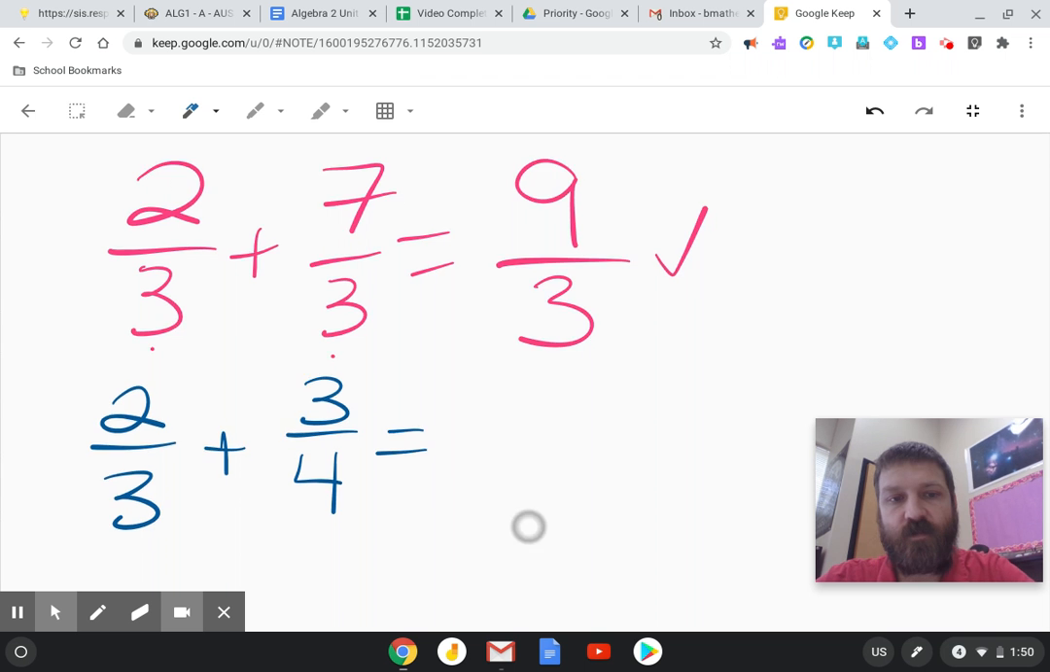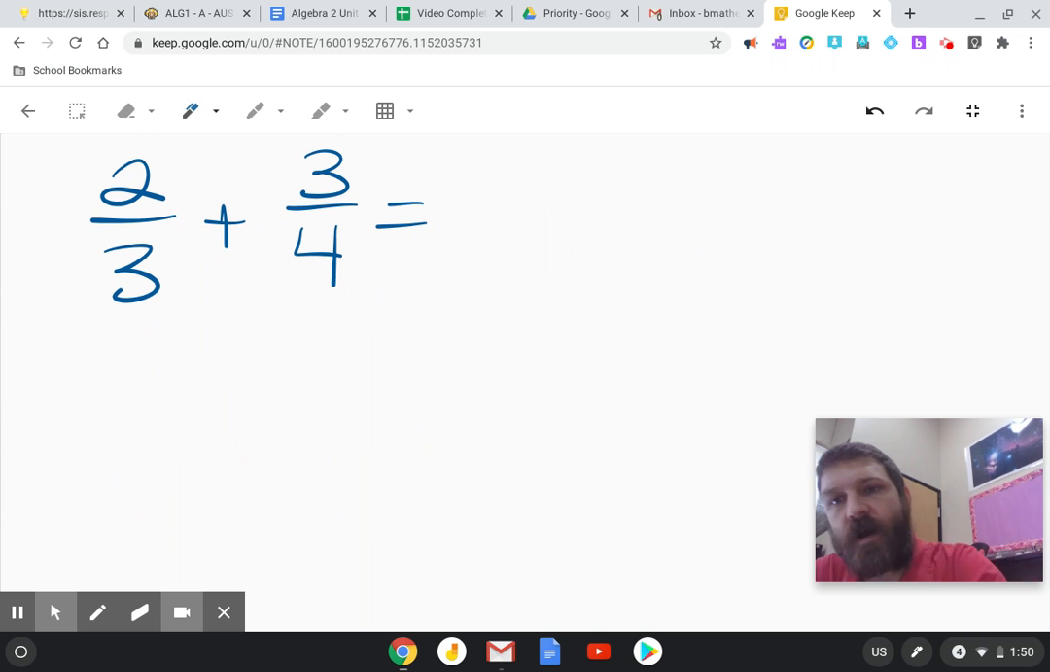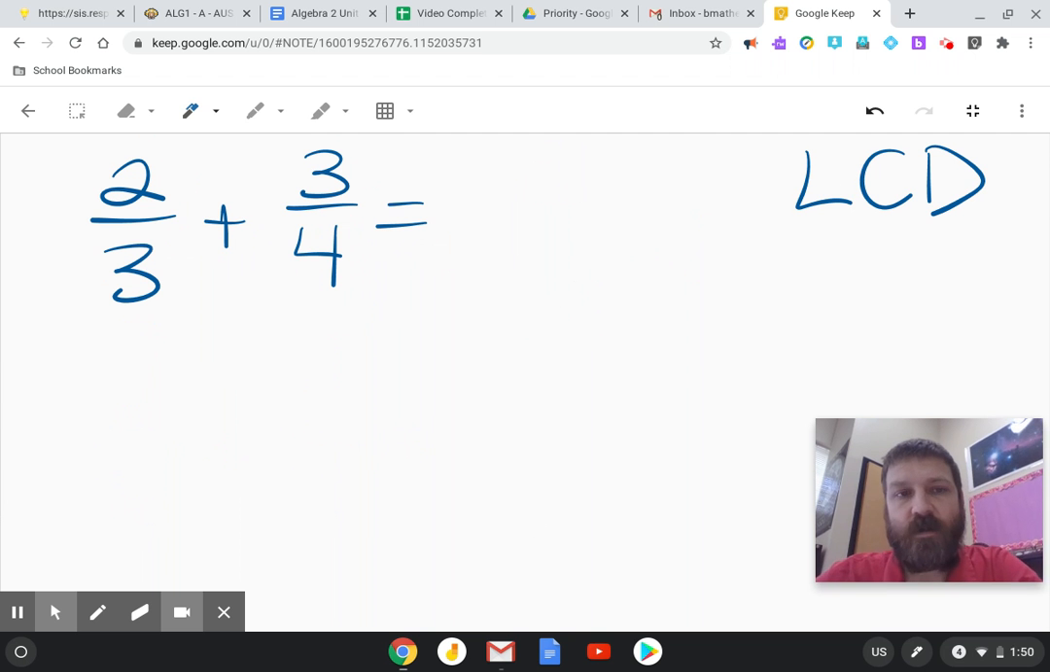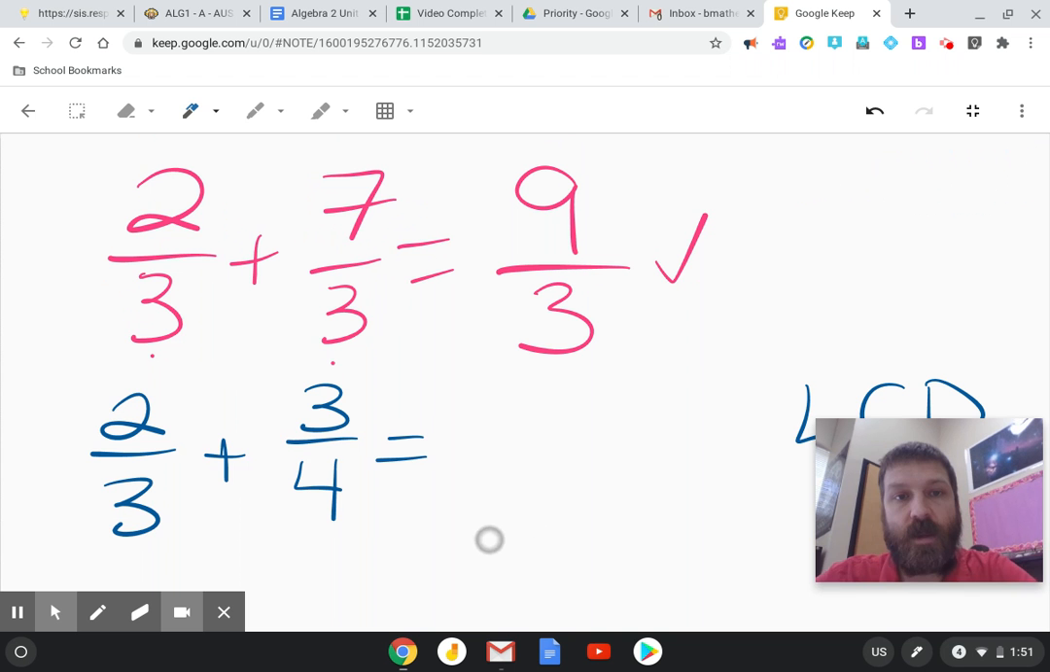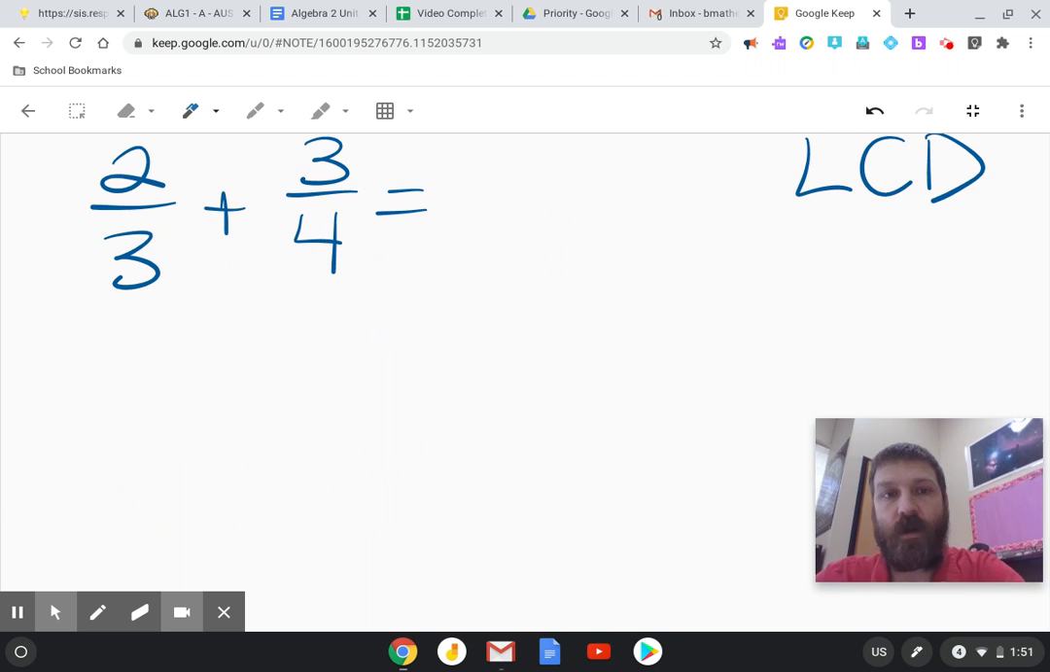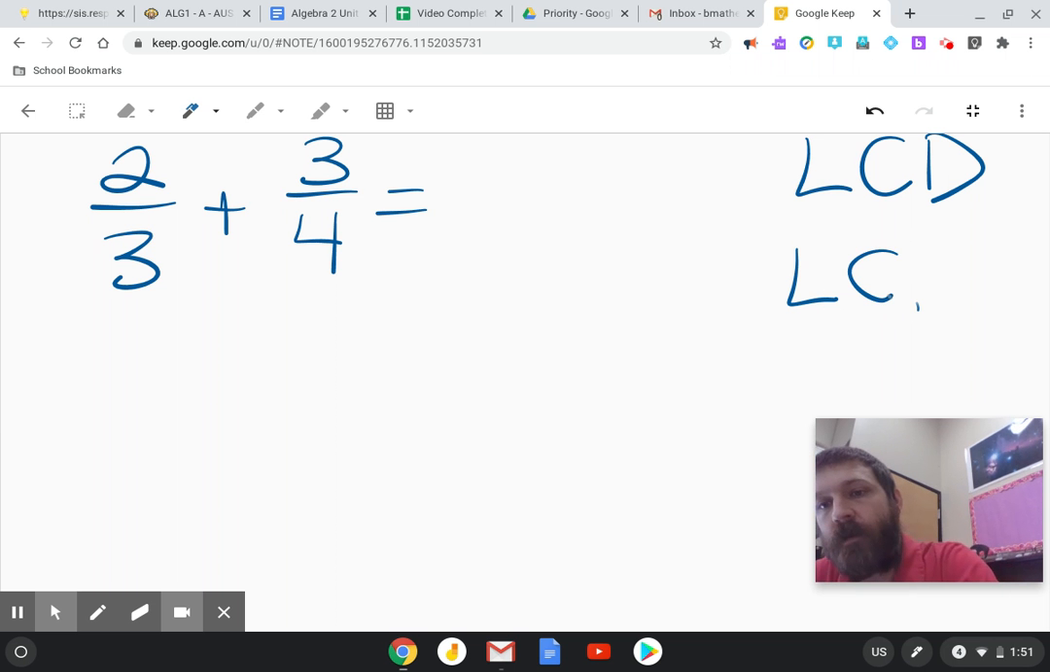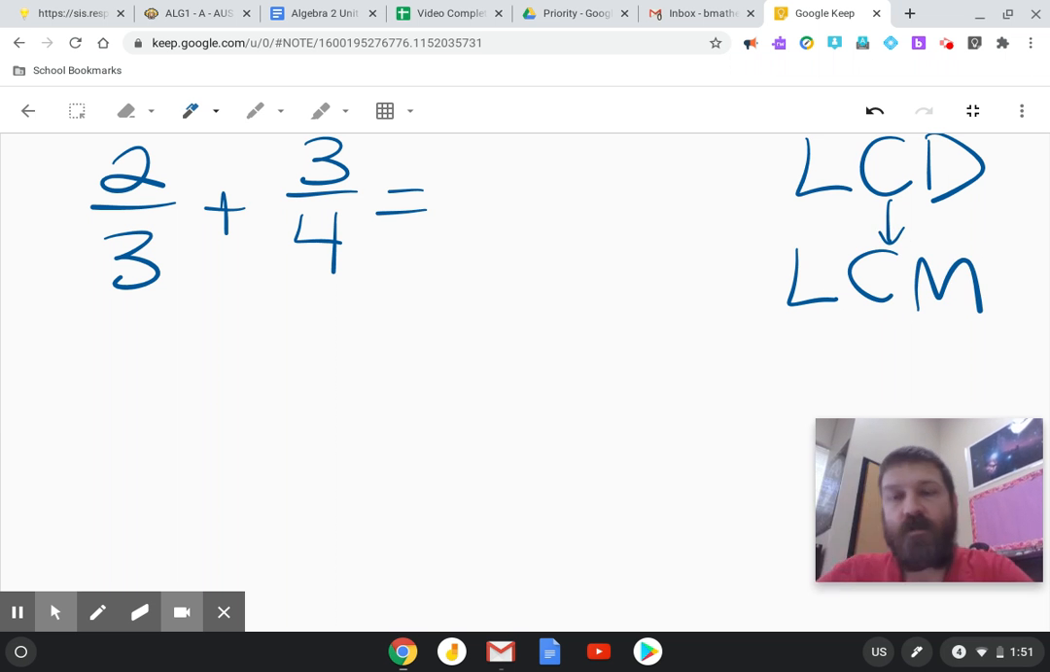Because in order to add these fractions, I have to find the least common denominator first. And then I can add them up because they'll have the same denominator, and we know that if they have the same denominator, they can be added together. So we're going to do that first. If you need to go back and watch that video, you should do so. The least common denominator is found by finding the least common multiple of the denominators.